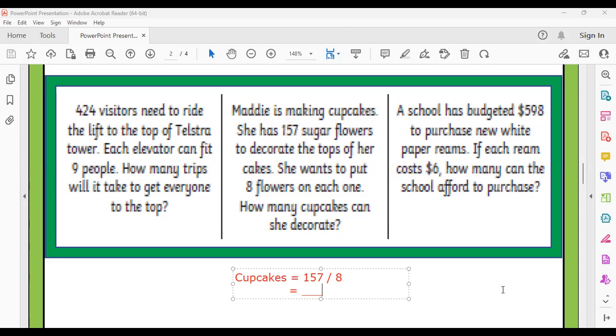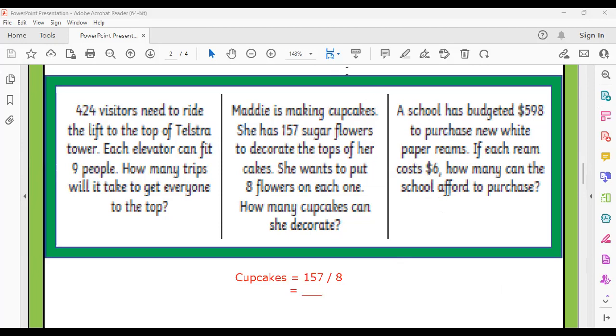Do you understand? All right, last one, Sudarshan. Okay, good. Go ahead. A school has budgeted $598 to purchase new white paper reams. If each ream costs $6, how many can the school afford to purchase?